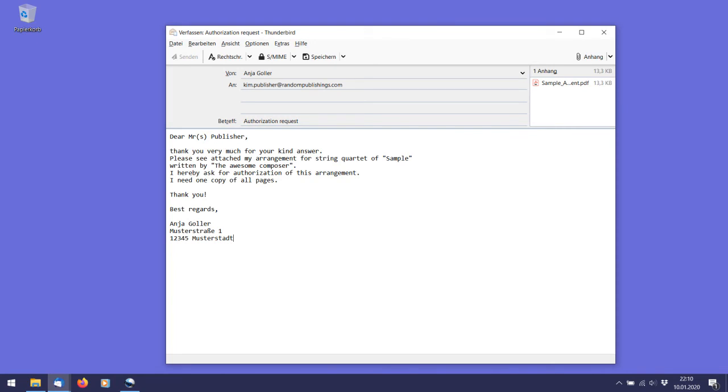This PDF has to be sent to the copyright owner, and in the email you ask for authorization of what you did. Don't forget to mention that you want a copy of this, or if you have been asked by someone else to do the arrangement, you should mention this in your email. And then you have to wait patiently for about 4 weeks. Sometimes it's faster. I think the fastest authorization I got was after 2 hours, but that is really rare.